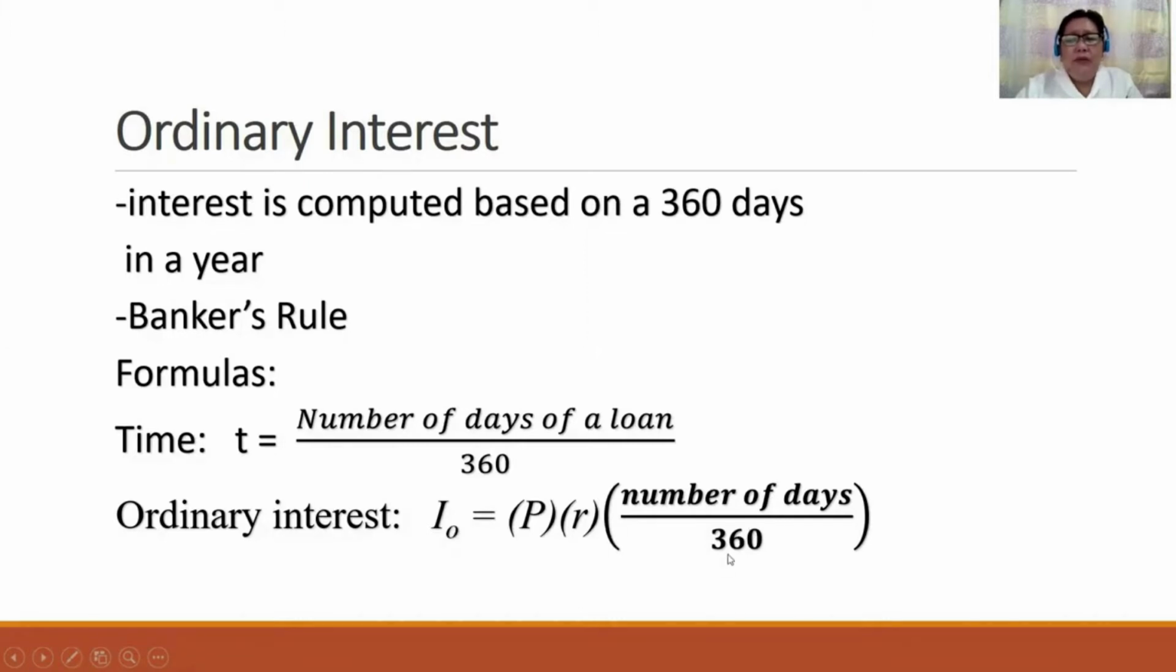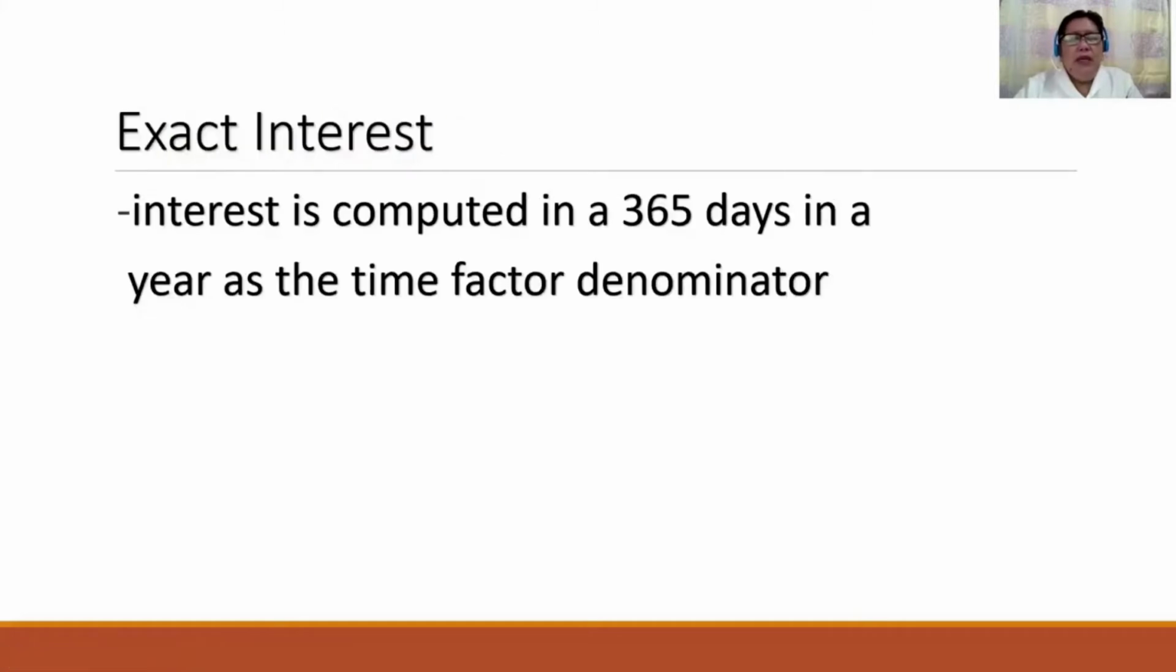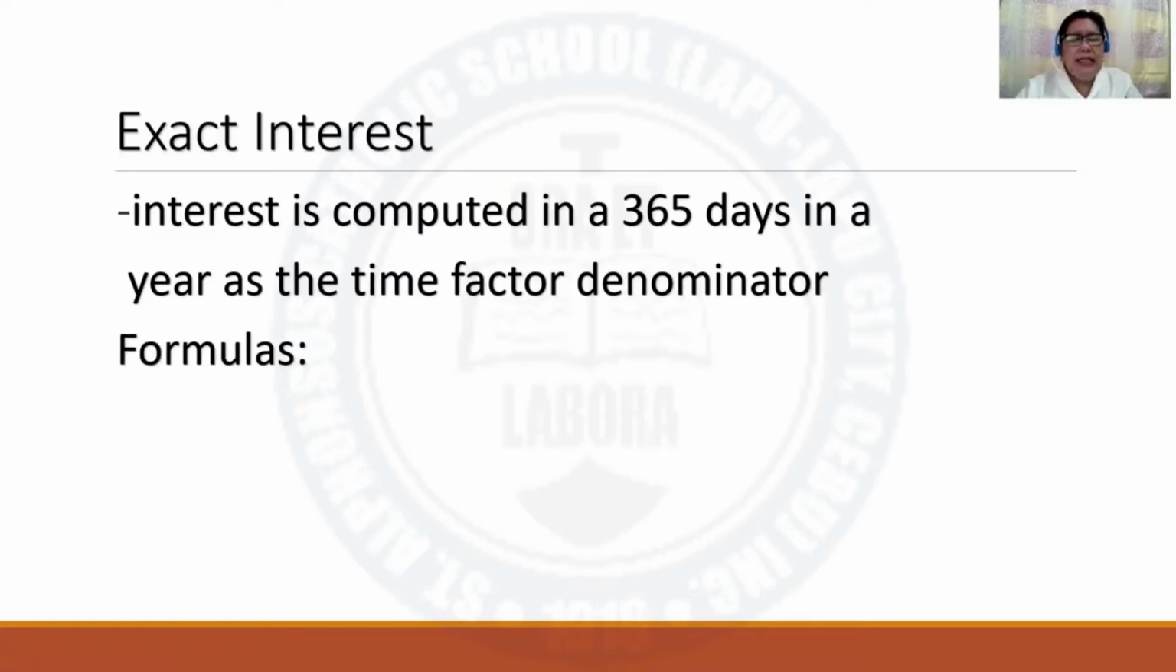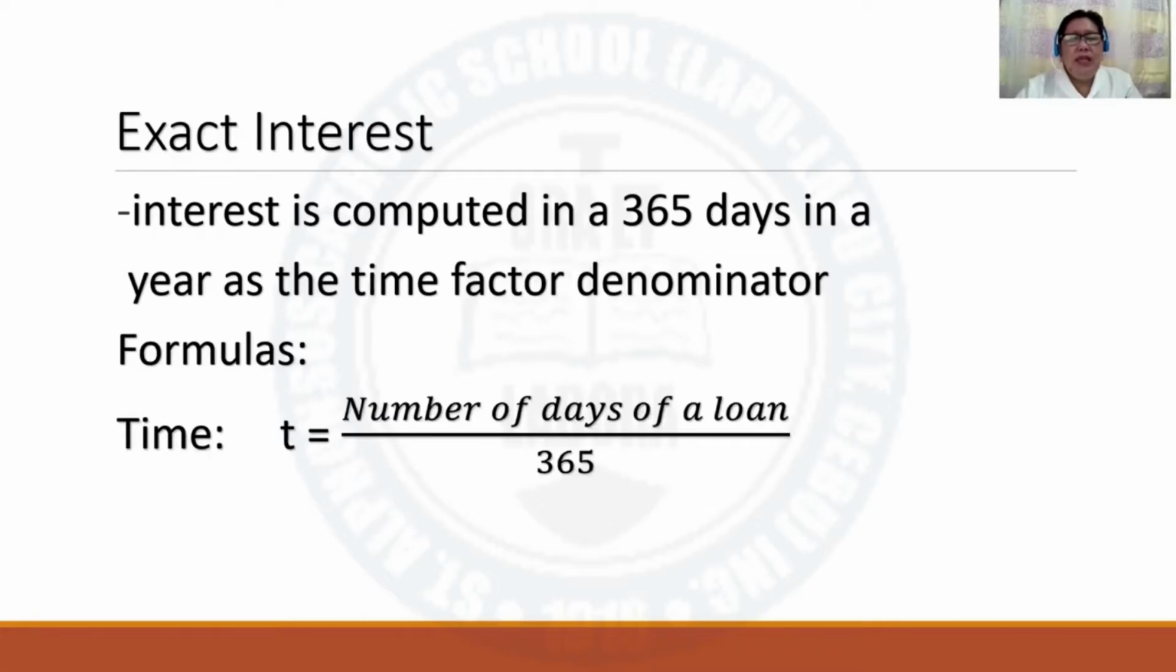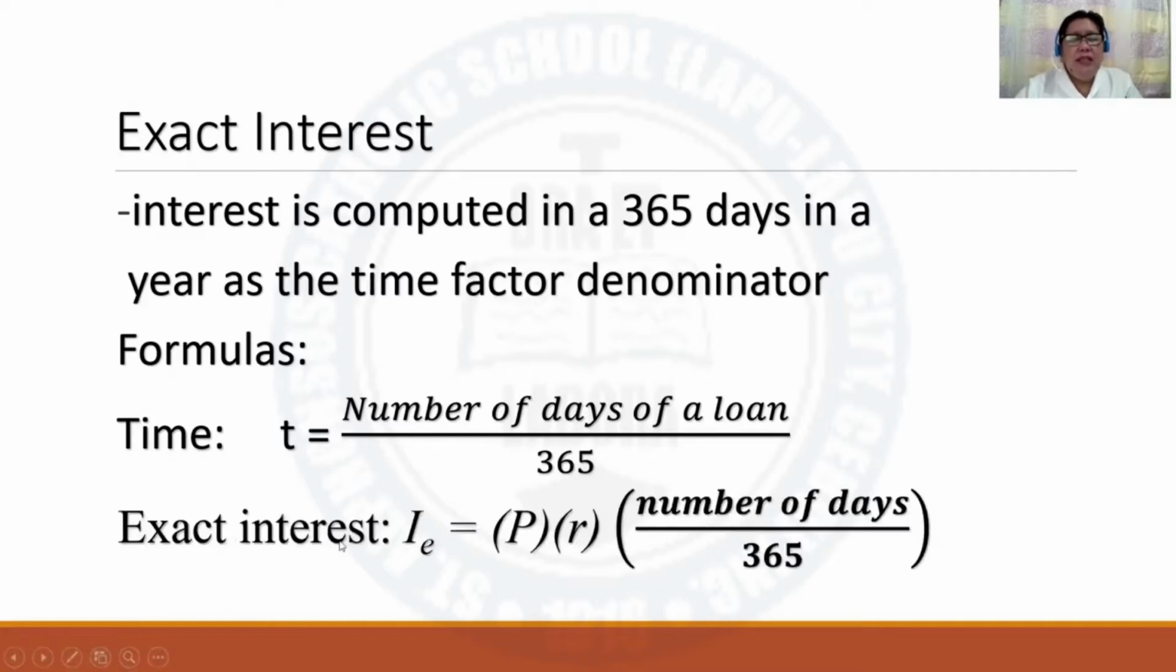of days over 360. For exact interest, the interest is computed in 365 days in a year as the time factor denominator. And for the formulas, for time, we have T is equal to the number of days of a loan over 365. And for the formula of the exact interest, we have I sub E for exact is equal to P times R times the number of days over 365.